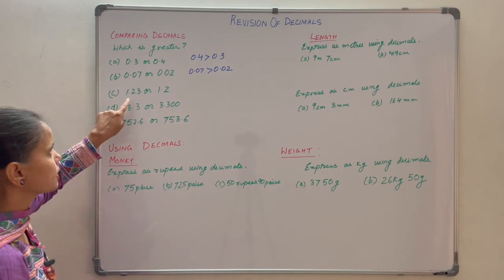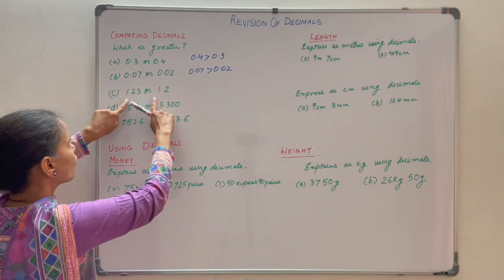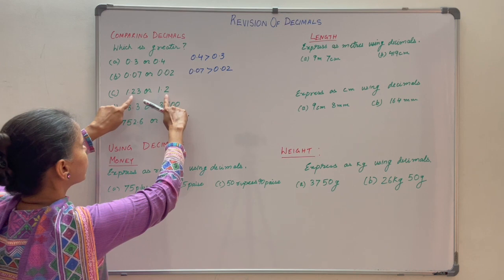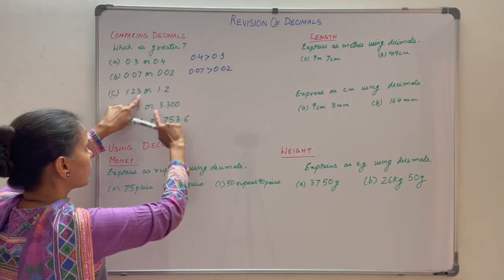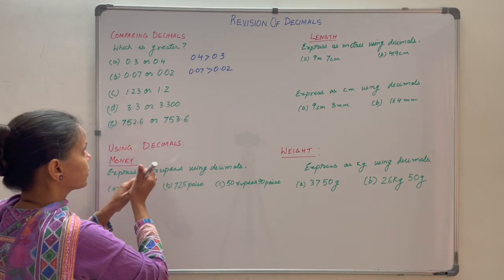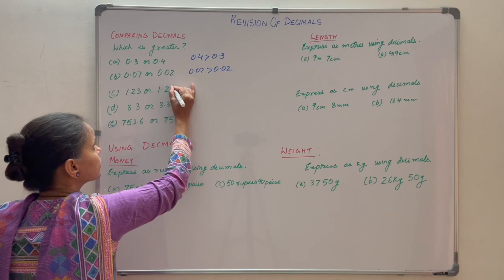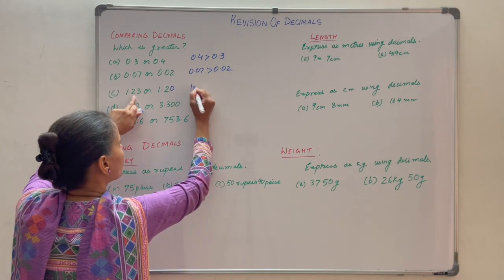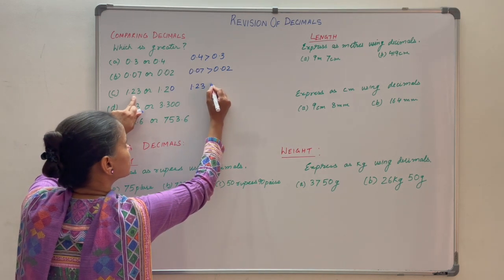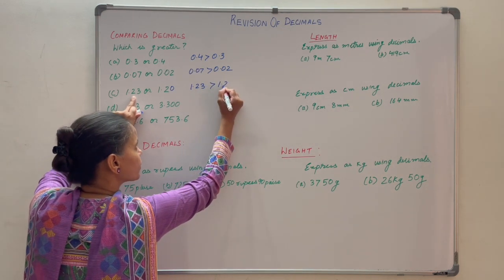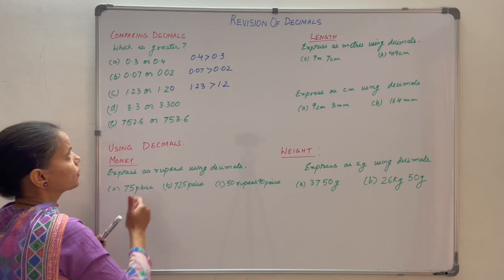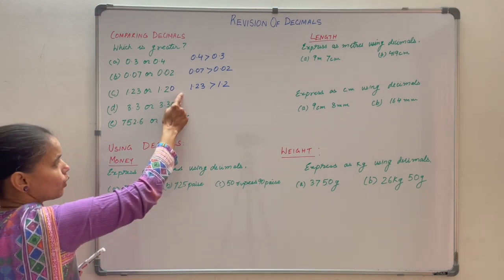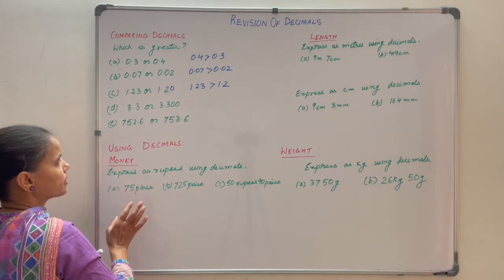Now, let us take this question. Here again, the whole part is same. 10th part is same. Here 100th part is 3 and here you can see it is 0. So, which one is greater? 1.23 is greater than 1.2. You can add as many zeros you want here. The number still remains the same.